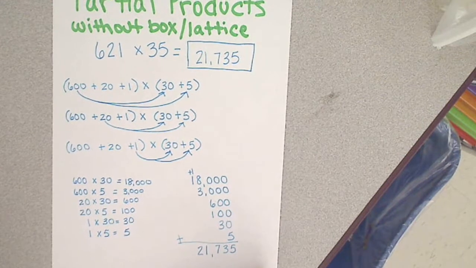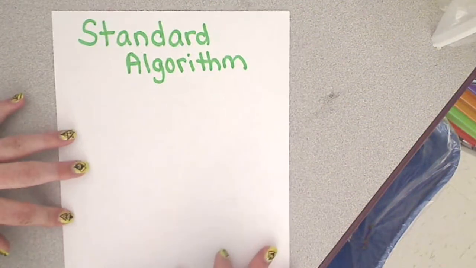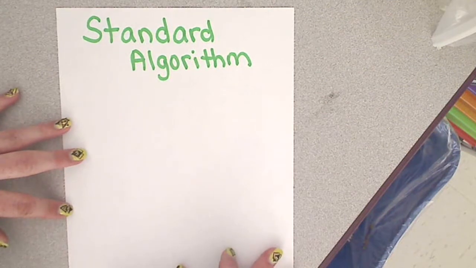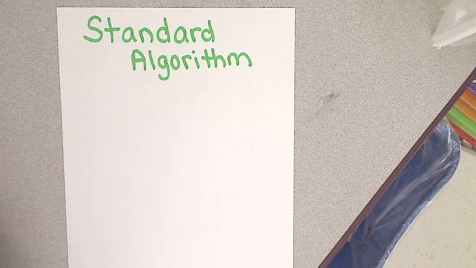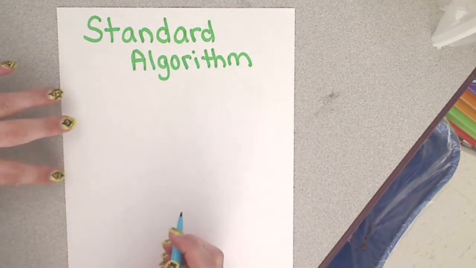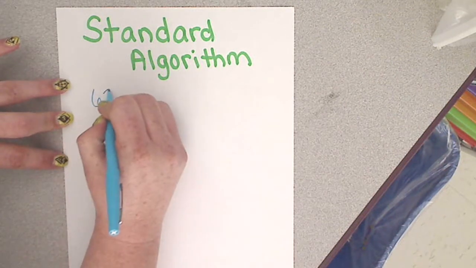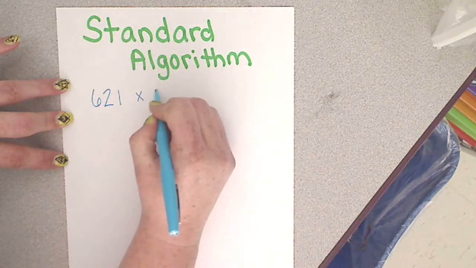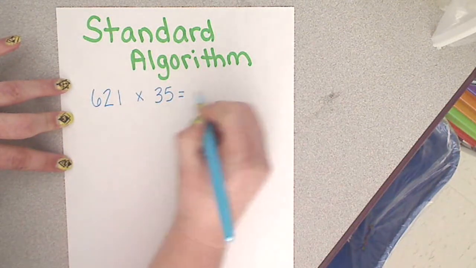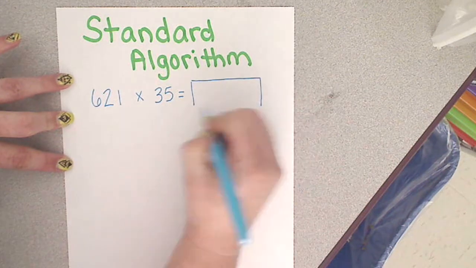So this is partial products without using the box or lattice. Now, the last one we need to talk about is standard algorithm, which, to the parents that are watching, is the general way of multiplying two numbers together that most likely you or I learned when we were in school. We are going to start with our problem again of 621 times 35, and that is going to equal a final product.